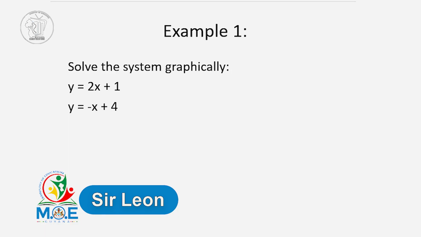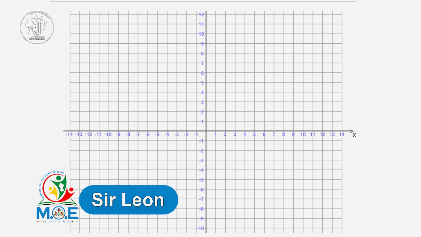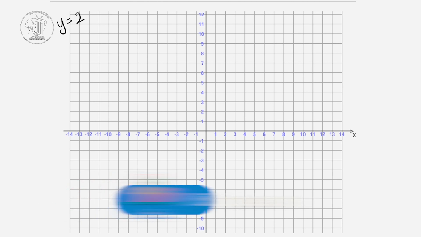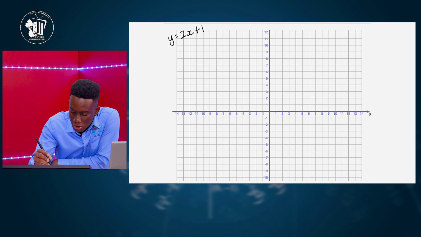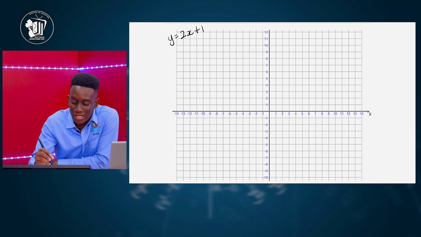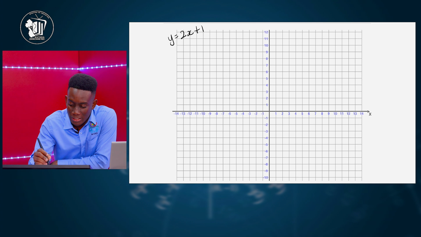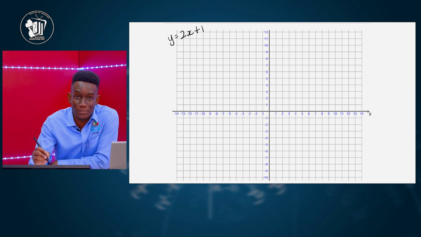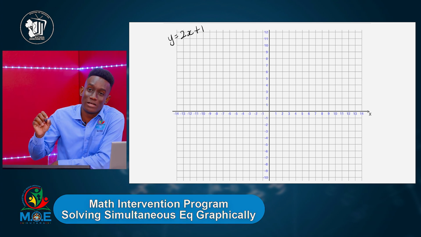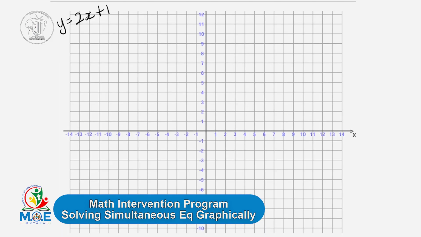We are asked to solve these equations graphically. The first equation is y equals 2x plus 1, and the second one is y equals negative x plus 4. So let's head into our graph. Let's deal with the first equation, y equals 2x plus 1. We know that 2 will be the gradient and the 1 will be the y-intercept, in other words, the point at which the line crosses the y-axis.